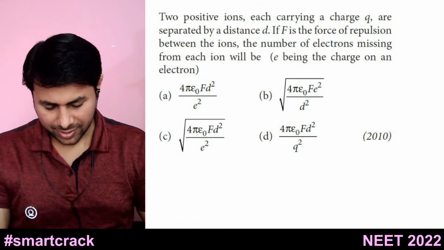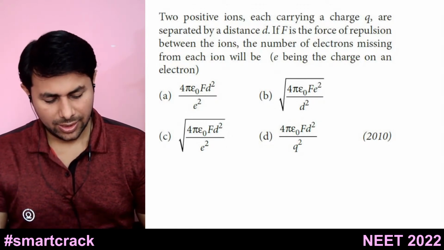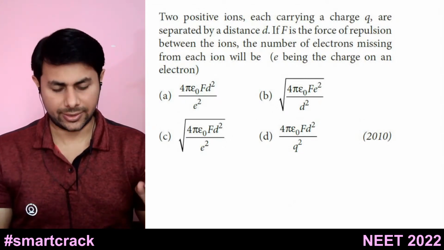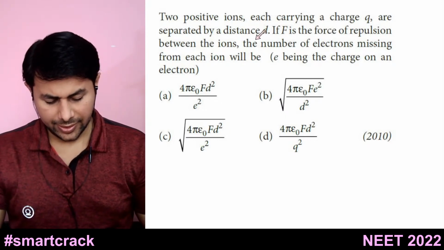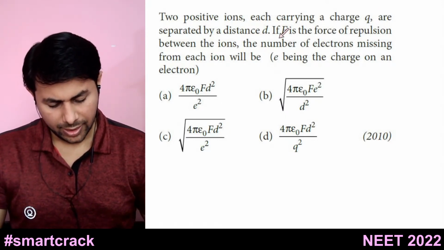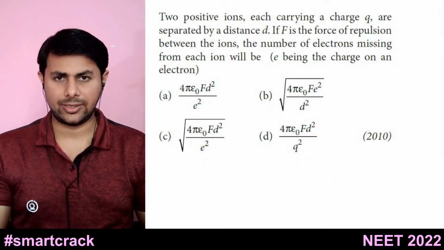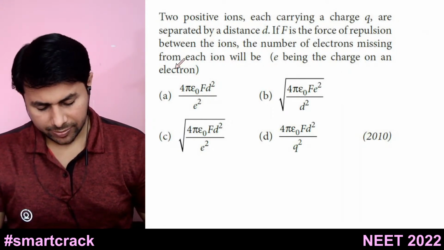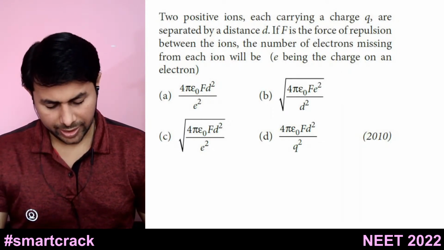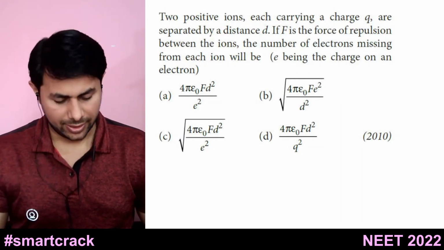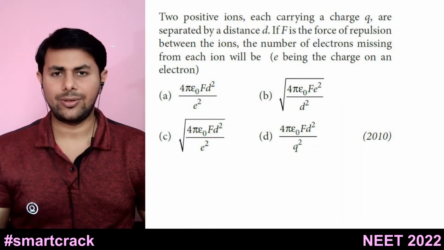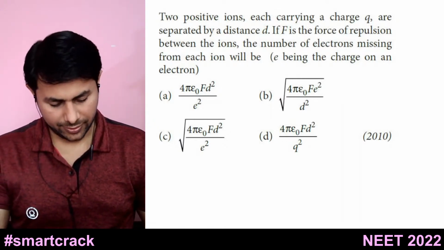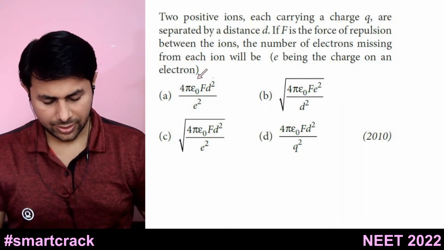The next problem is: two positive ions, each carrying a charge Q, are separated by distance d. So we have two positive ions. They are separated by distance d, and the charge on them is Q. If F is the force of repulsion between the ions, so the two ions are repelling each other, the number of electrons missing from each ion will be, E being the charge on the electron. We know if electrons from an atom are removed, it becomes a positively charged ion.